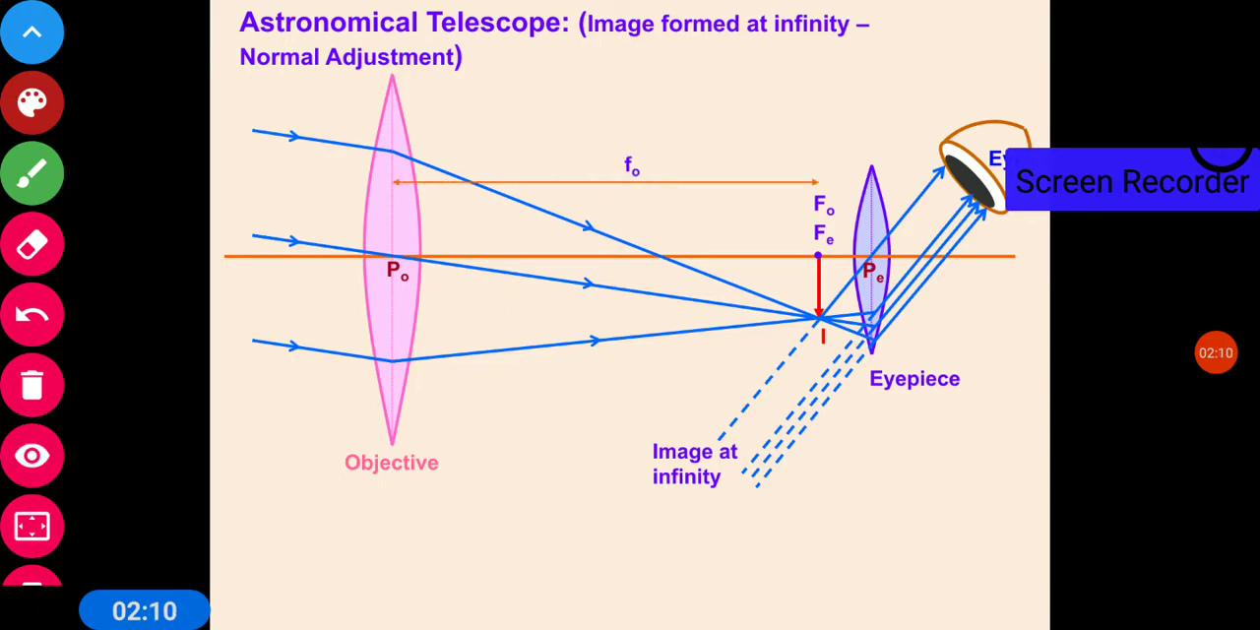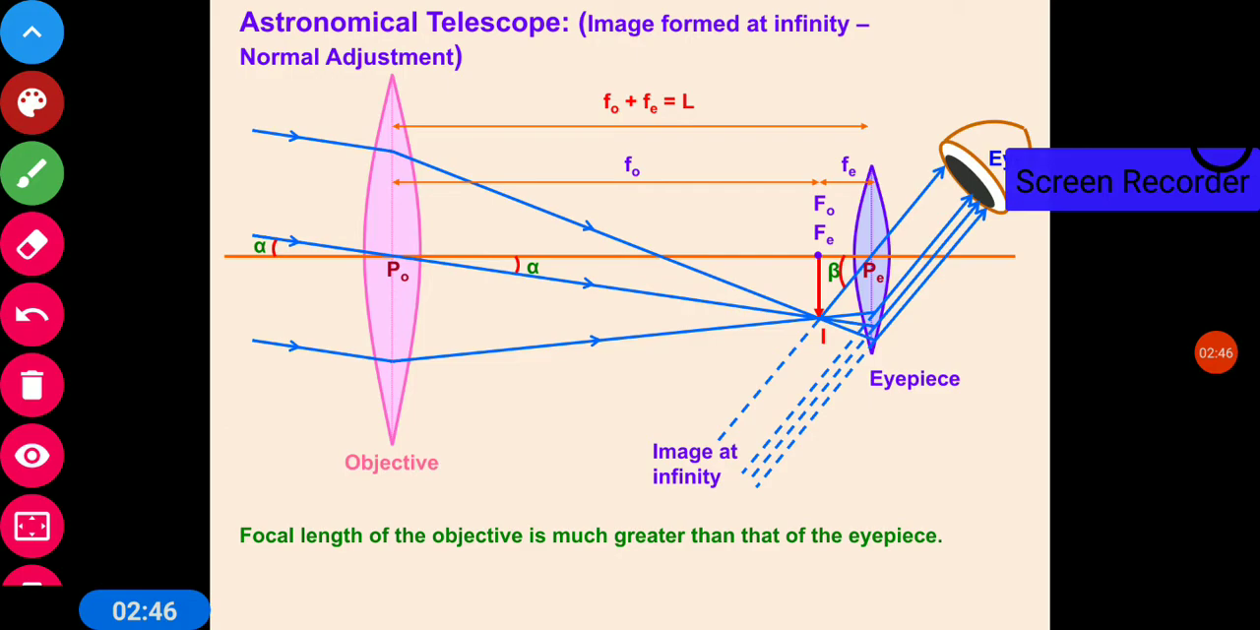Now, the focal length of the objective is denoted by F naught. Focal length of the eyepiece is denoted by FE, and the total distance between the objective and the eyepiece is given by capital L. Alpha is the angle made by the object with the eye, and beta is the angle made by the final image to the eye.